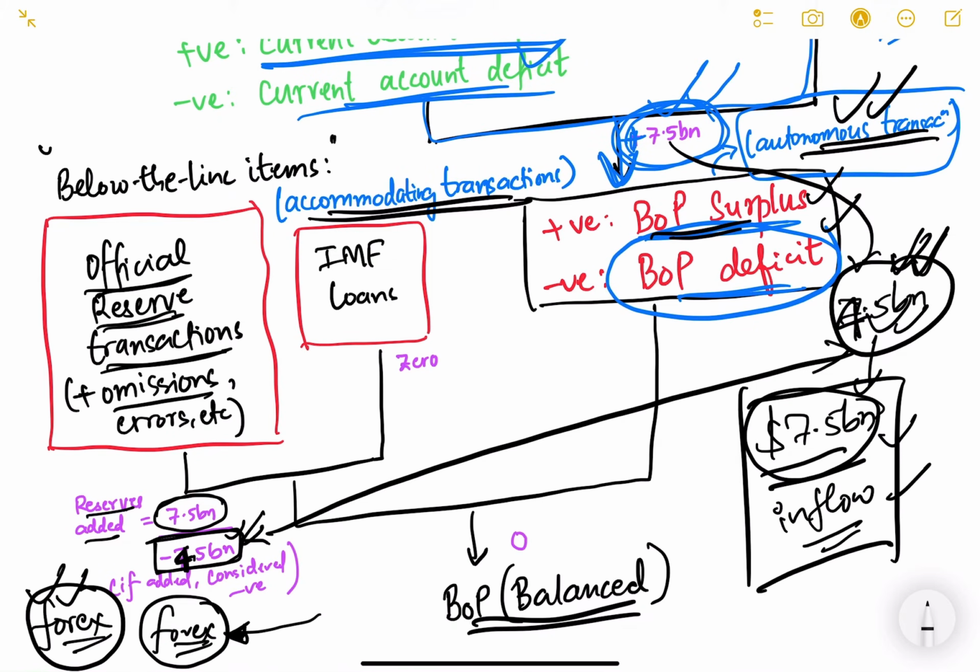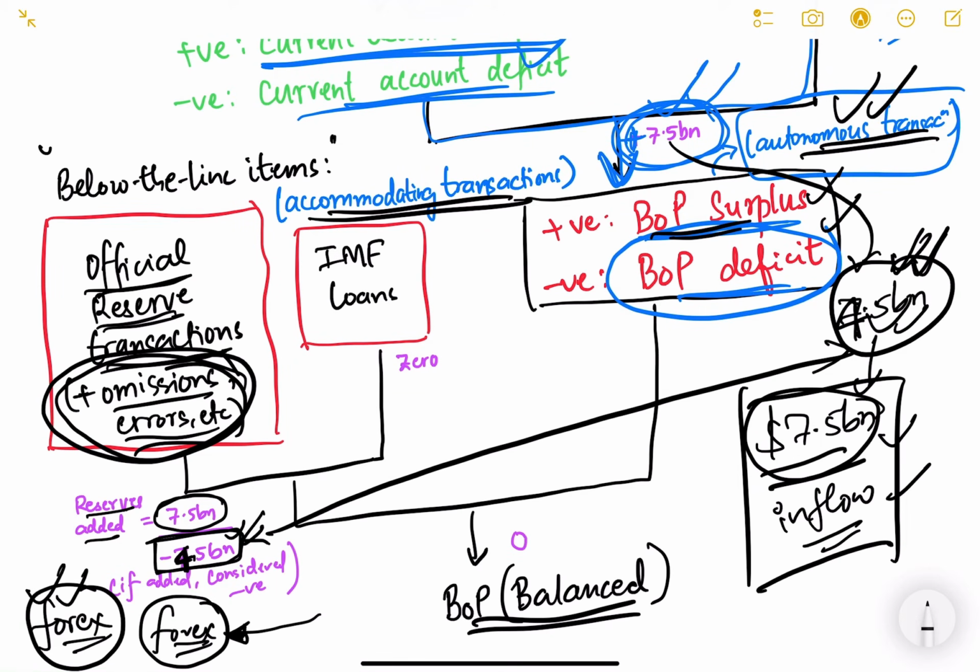And then there are some omissions and errors also while calculating. Say for example, $1-2 का, $5 का, $10 का कहीं plus minus होता है. So we don't consider the decimal figures. So when we add all those decimal figures, it gives you some error. So that is known as errors and omissions. So that is also included here.